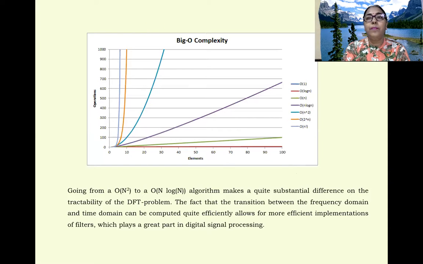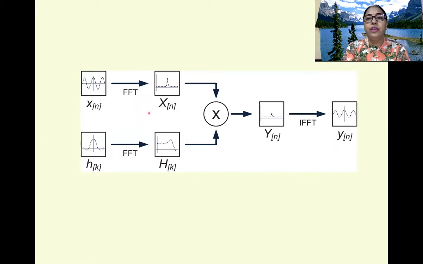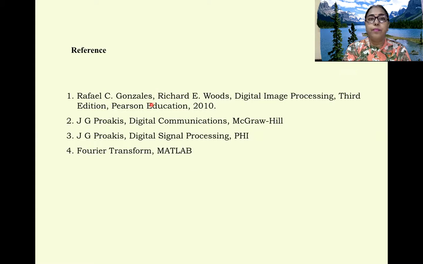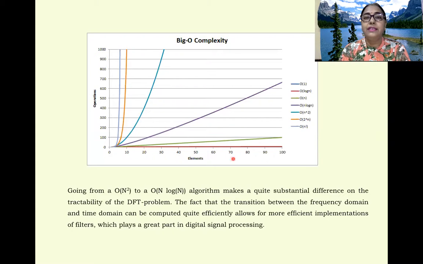Now this is the big O complexity, how it is working. On the x-axis is the number of elements and on the y-axis is the number of operations. We are only concerned with O(n squared) and n log n, the purple line and the blue line. It is quite clear that n squared works up to about 20 or 30 elements. After that it cannot work, whereas n log n can work up to 100 elements or more, and it is almost linear.